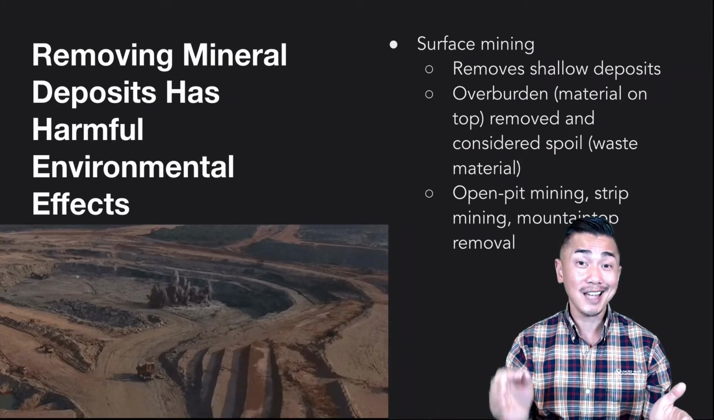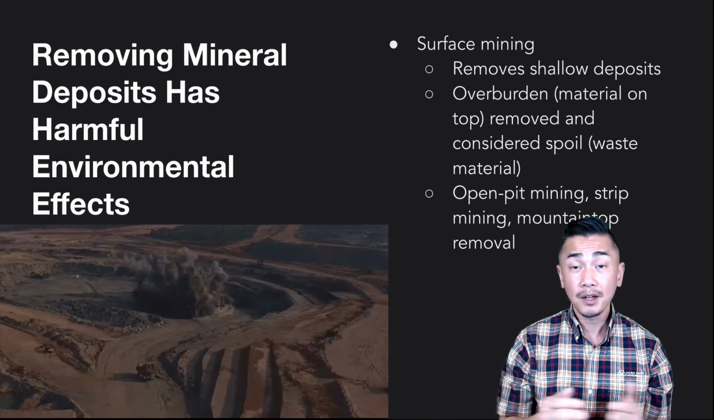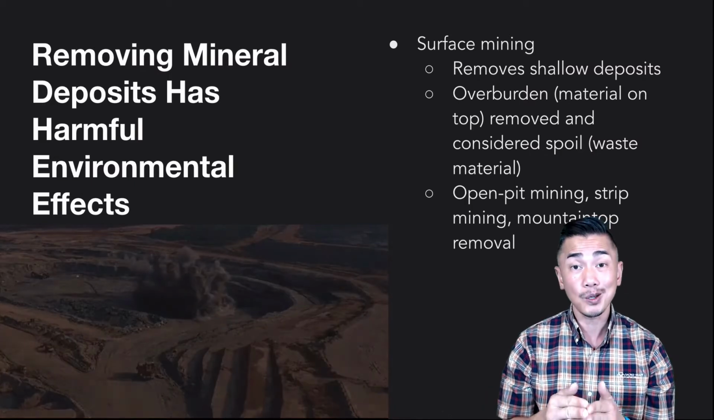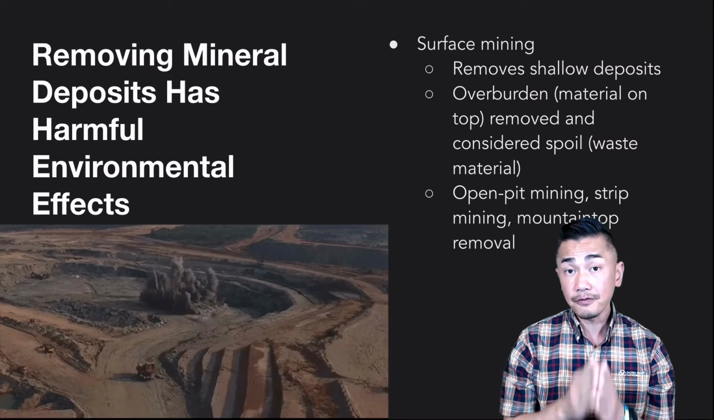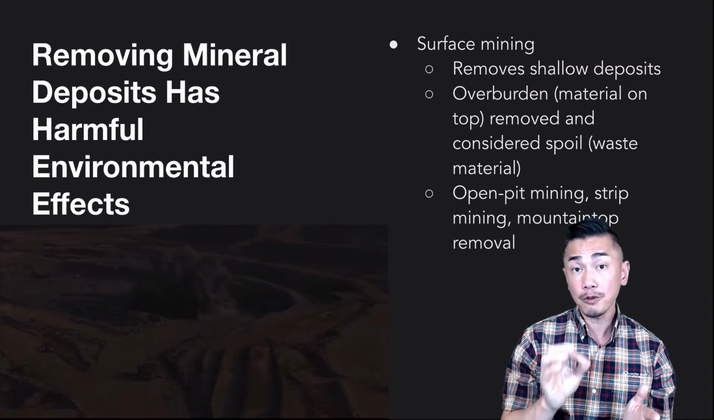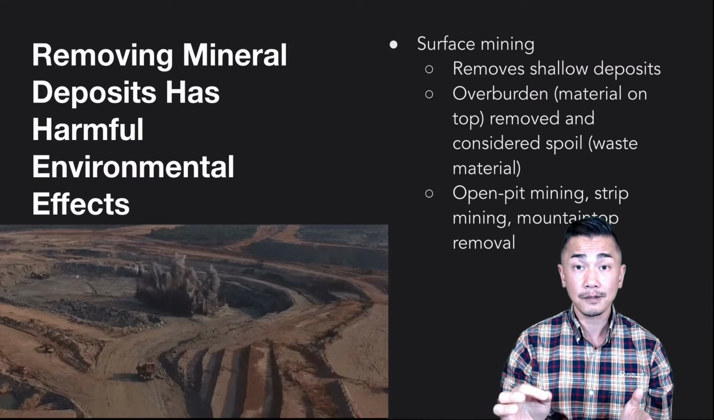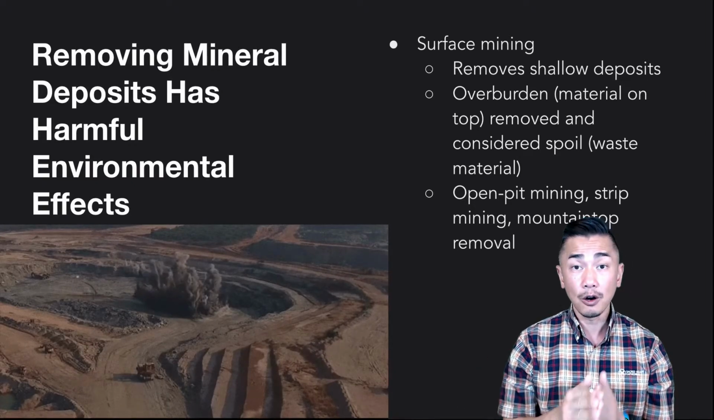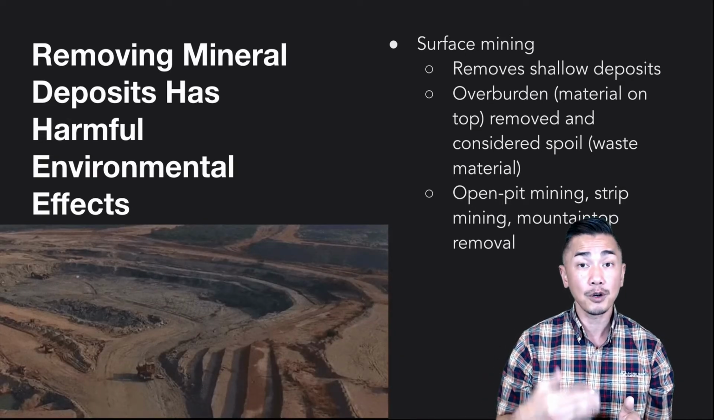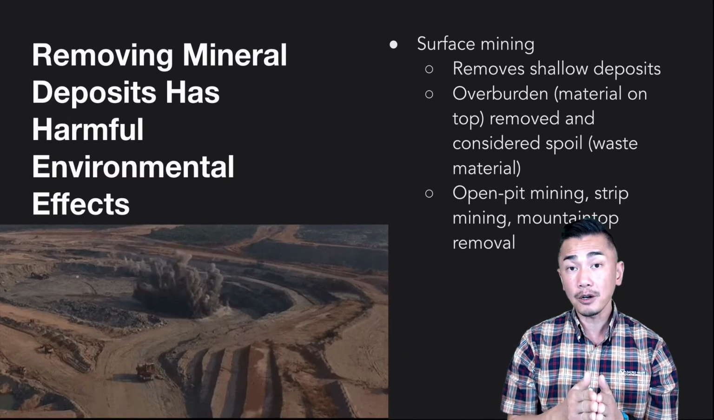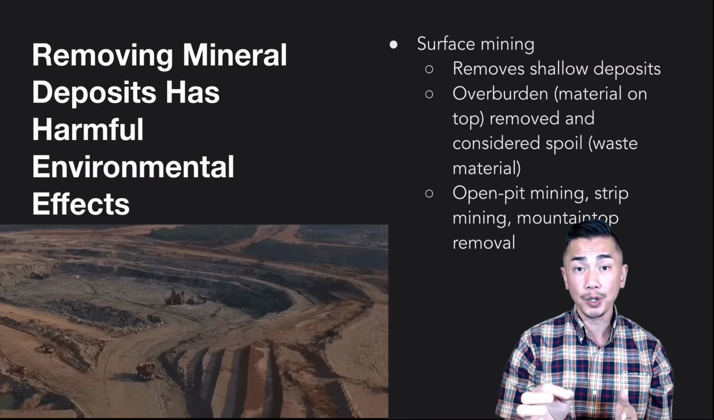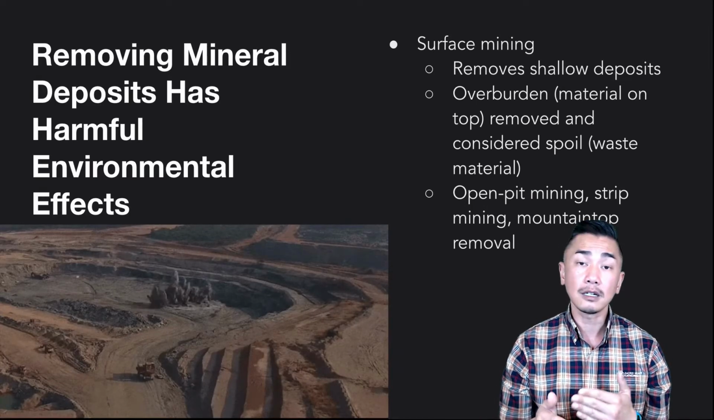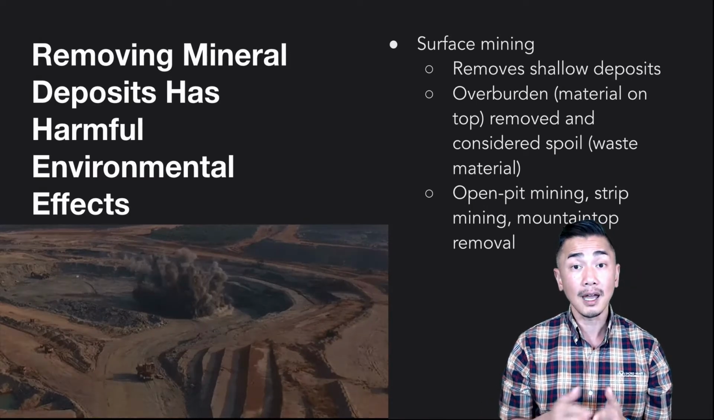Removing mineral deposits has harmful environmental effects. There are different ways in which we can remove minerals from the earth, and each way has its own environmental impact. The first type is called surface mining, in which we remove minerals from shallow deposits. In surface mining, overburden has to be removed first. Overburden is the material on top of your mineral of interest. After that overburden is removed, it's considered spoil or waste material. Specific types of surface mining include open pit mining, strip mining, and mountaintop removal.